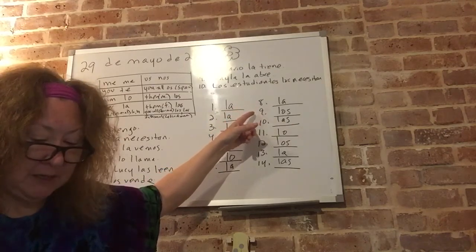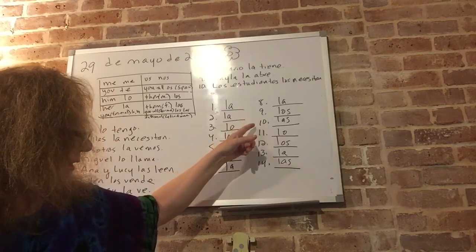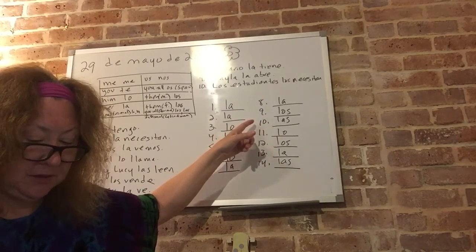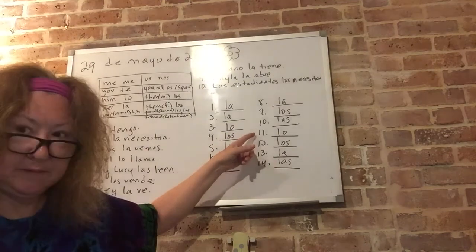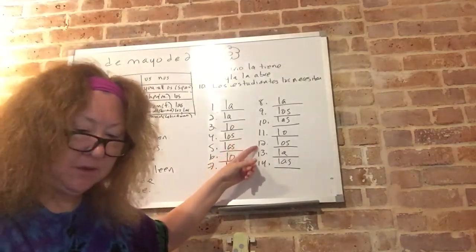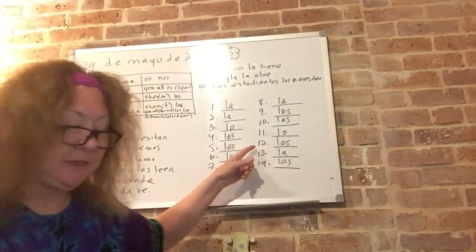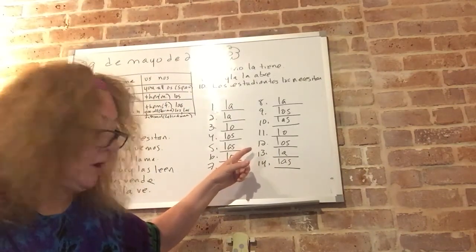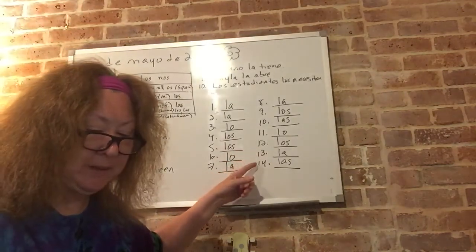Bob y Sean becomes los. Las sillas becomes las. Un libro becomes lo. El Santiago y Kim becomes los. It's male and female. La hoja de papel becomes la. And unas gomas becomes las.